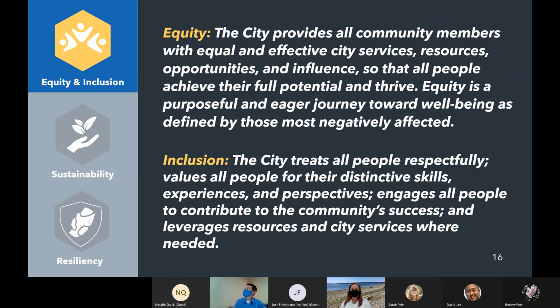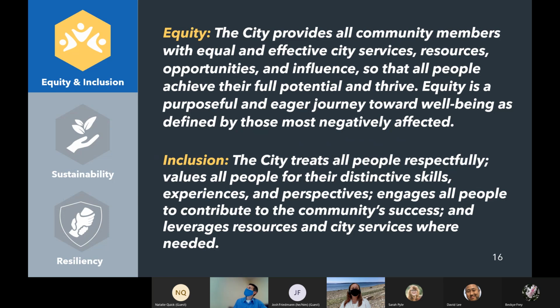So equity and inclusion, these definitions that you see, by the way, are the result of a community input process over the last few months that went from initial working definitions, and we're calling these draft 2.0 because we don't know if these are ever fully set. But this is the second draft that's reflective of what we've heard so far. Equity: the city provides all community members with equal and effective city services, resources, opportunities, and influence so that all people achieve their full potential and thrive. Equity is a purposeful and eager journey toward well-being as defined by those most negatively affected. Inclusion means the city treats all people respectfully, values all people for their distinctive skills, experiences, and perspectives, engages all people to contribute to the community's success, and leverages resources and city services where needed.